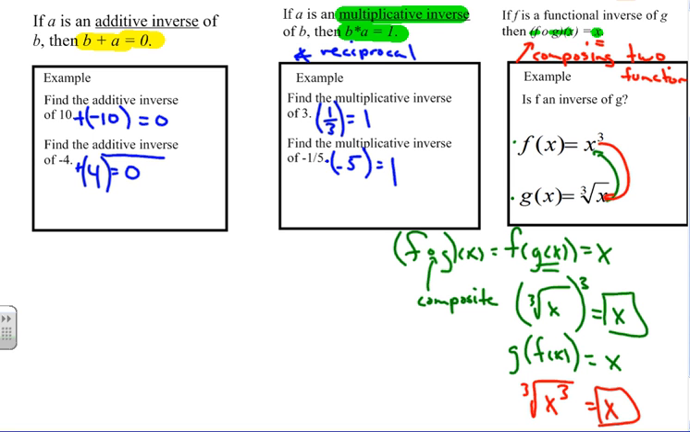All right, so that's the tutorial on how to identify composite inverses.